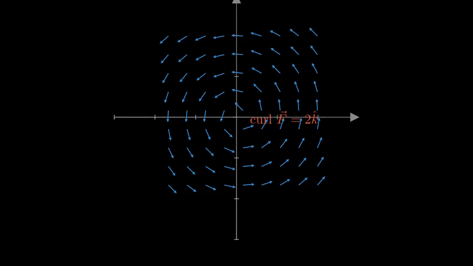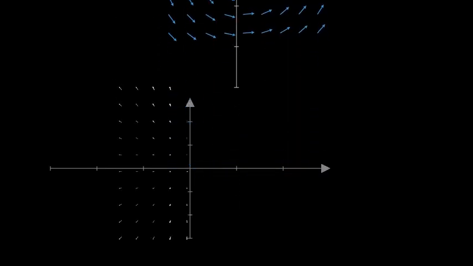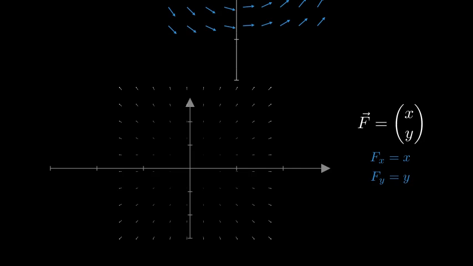Now, let's consider a different example. Let's look at a radial field given by f equals the vector with components x and y. In this field, all vectors point outward from the origin, with magnitude increasing with distance. Let's calculate the curl of this radial field.